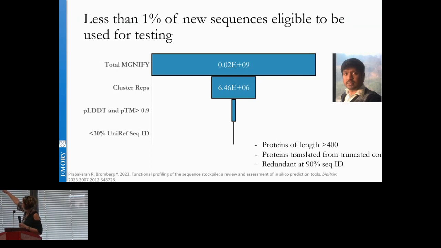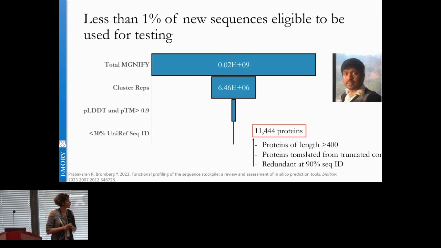Proteins translated from truncated contigs were removed. And then redundant proteins were also removed. So we actually reduced the redundancy of this data set to only the proteins that are less than 90% sequence similar. And we got 11,000 proteins out of this space. And 11,000 proteins, if you consider how many pairs that is, that's about 65 million pairs that you need to consider. But the good news about it is that protein structures did not align for most of them, right?